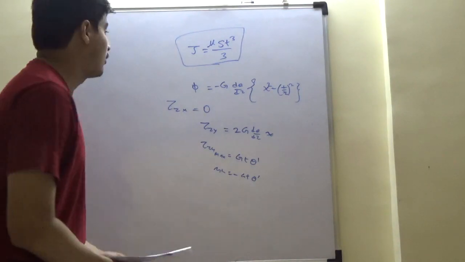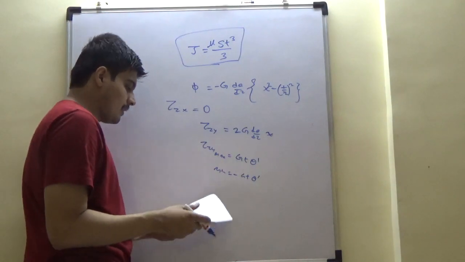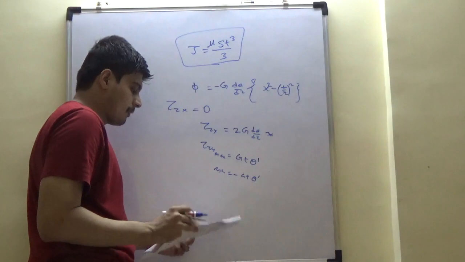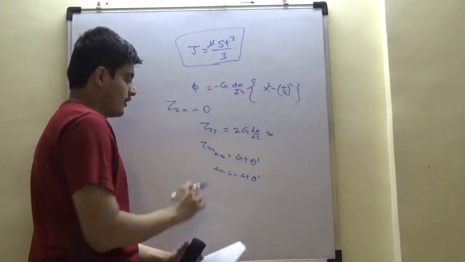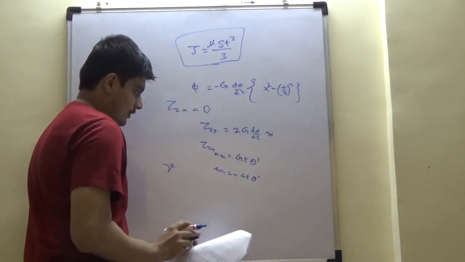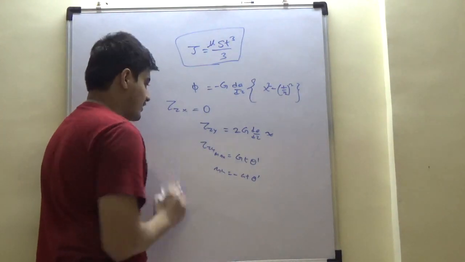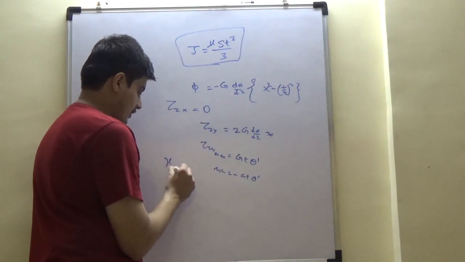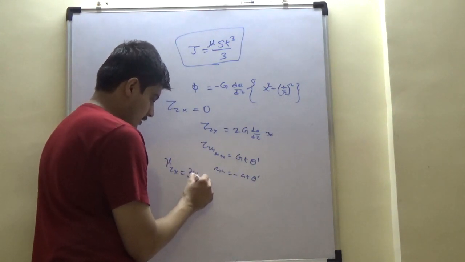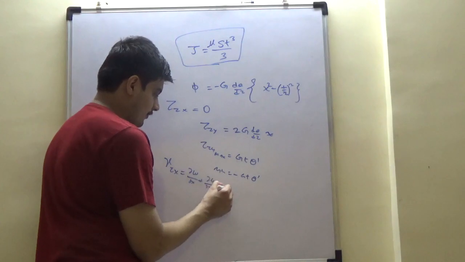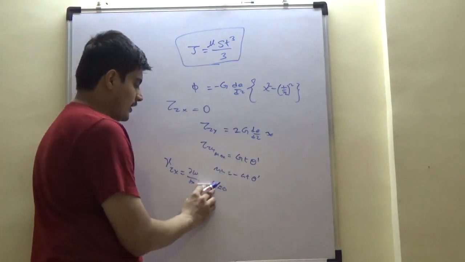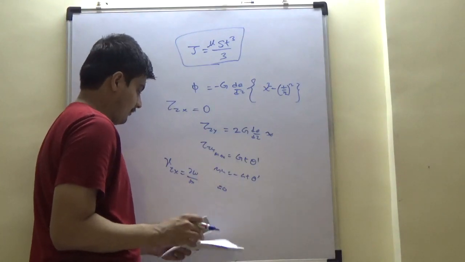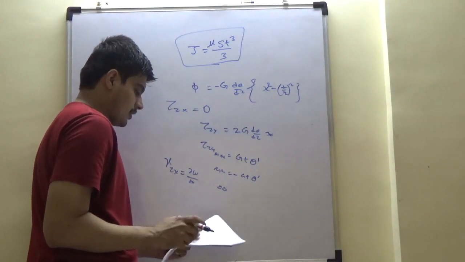Now we have to find out warping function, right? How will you find the warping function? To find out the warping function, you need to go back to your definition of gamma, right? Tau zx is 0, which means gamma zx, which is del w by del x plus del u by del z is 0. Del u by del z anyway is 0, so del w by del x is what I am interested in.